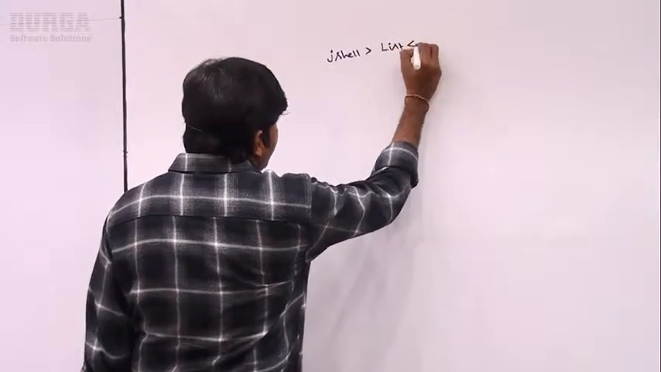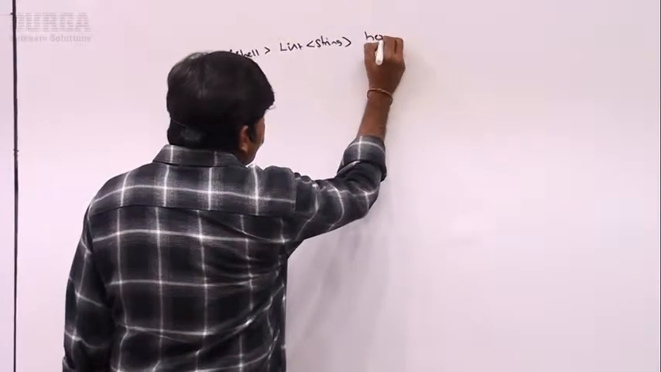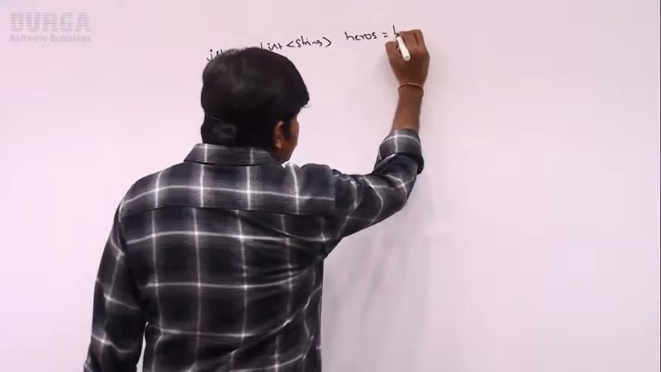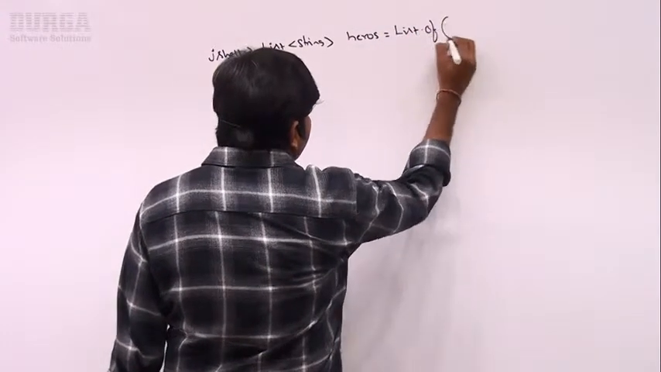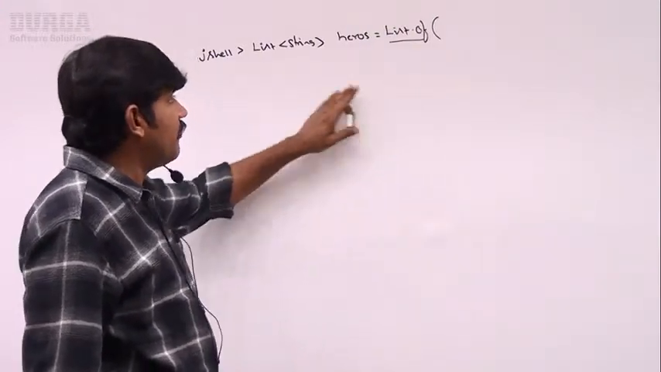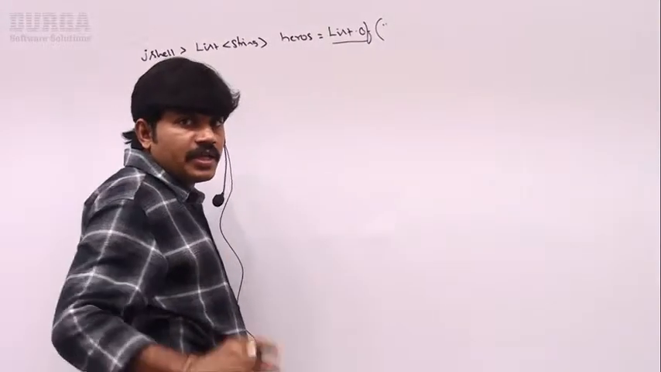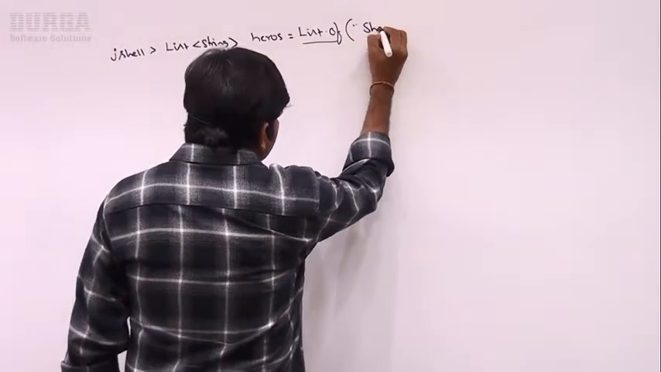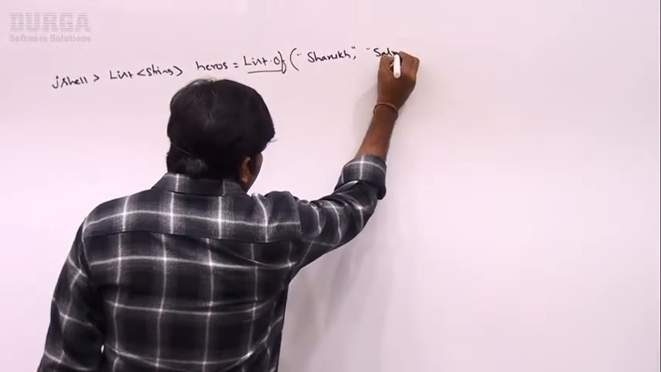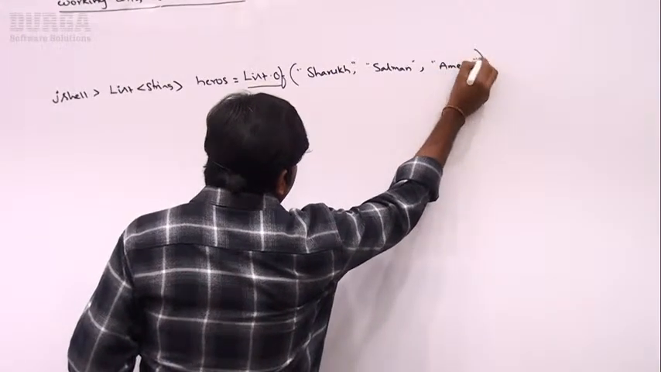Sir, I want to create list of string heroes. Okay, like I'm taking list of string heroes is equal to list dot of. Have you observed factory methods, right? To create a collection of objects very easily. List dot of. Okay, you can take any hero names. Maybe Shahrukh, Salman, Amir, like this I'm taking, sir.